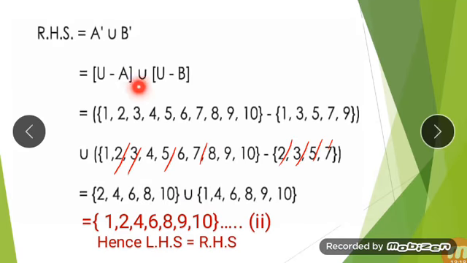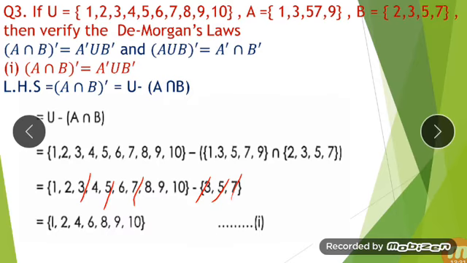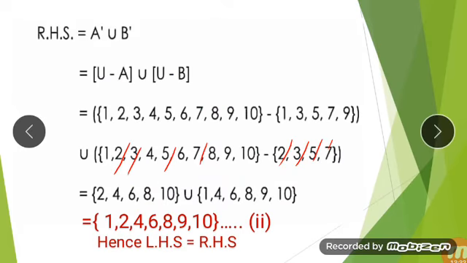Now we are going to take U minus A is also found and U minus B is also found. Now we are going to take their union. So their union will be 1 from here, 2 from here, 4 6 8 9 and 10. So we can see here that left hand side is equal to right hand side. So here the first part of De Morgan law is proved.